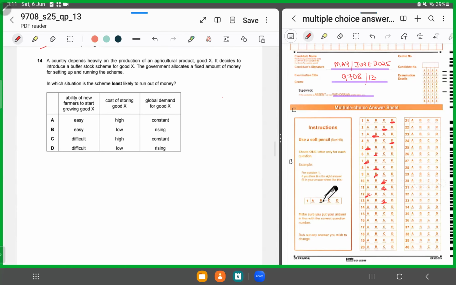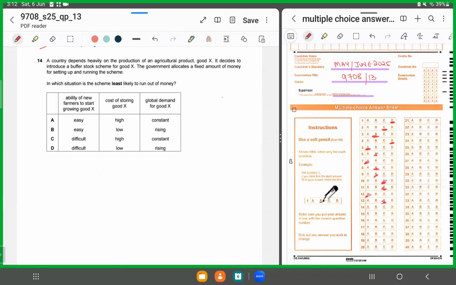Moving forward, MCQ number 14. MCQ number 14 says a country depends heavily on the production of an agricultural product, good X. It decides to introduce a buffer stock scheme for good X. Now, a buffer stock scheme is what? It involves buying and selling of stocks. Now, why does the government do that? In order to smoothen the price changes, right? It does not want fluctuation in the price. So now the government is opting for buffer stocks.